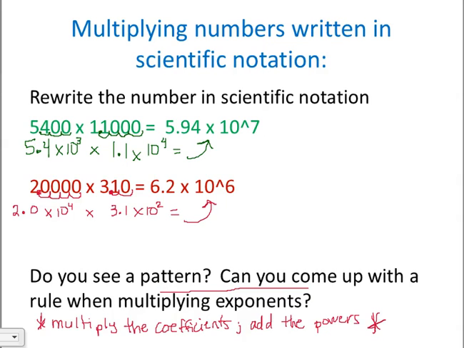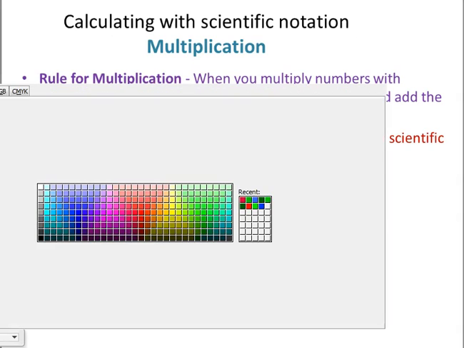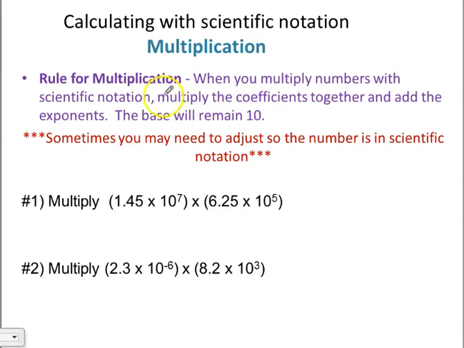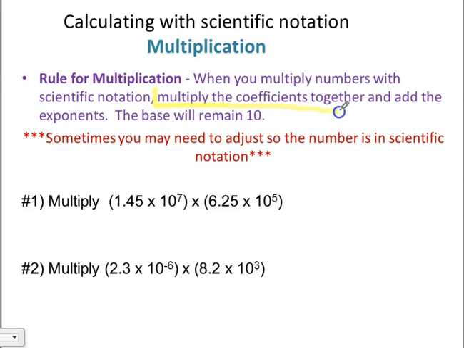I'm going to go to the next slide now, so if you need more time to write down anything on this slide in your notes, please press pause now. All right, so the rule, here it is again, rule for multiplication. When you multiply numbers with scientific notation, multiply the coefficients together and add the exponents. The base will remain 10. So we're just going to multiply the coefficients. Oops, that highlighter's not showing up very well. That's a very faint yellow. We're going to multiply the coefficients and add the exponents. That's our rule when we multiply numbers in scientific notation.